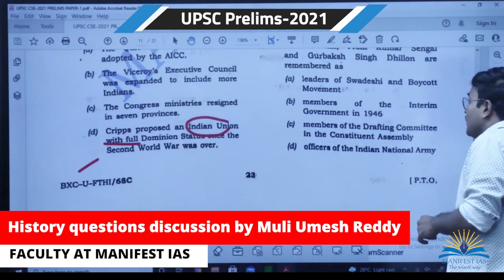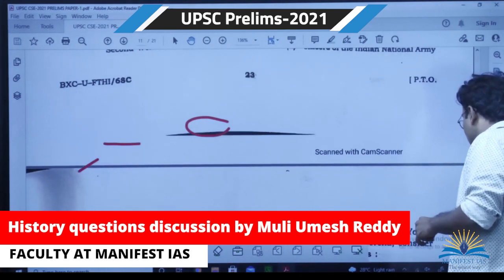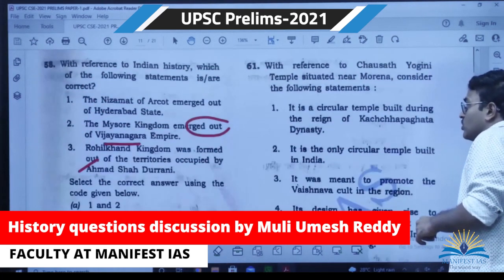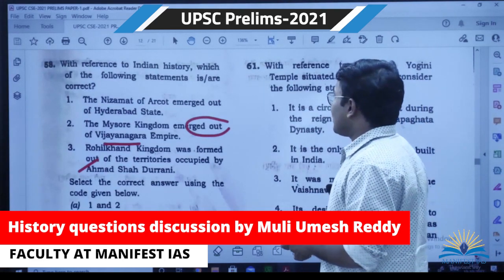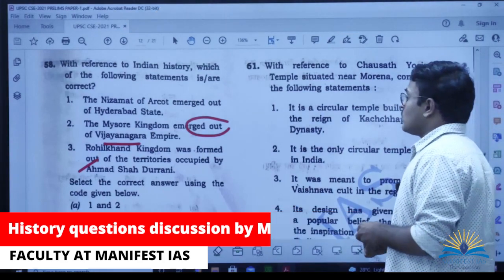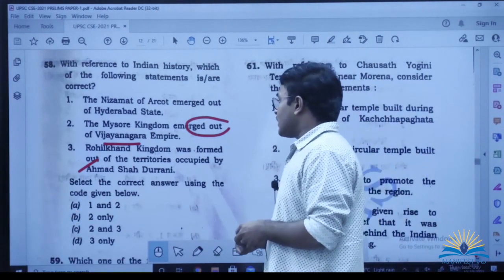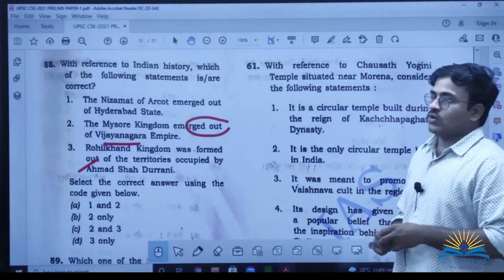Next question, that is the 58th question. With reference to Indian history, which of the following statements is or are correct? The Nizamat of Arcot emerged out of Hyderabad state. The Mysore kingdom emerged out of the Vijayanagara Empire, and Rohilkhand kingdom was formed out of the territories occupied by Ahmad Shah Durrani is the question.